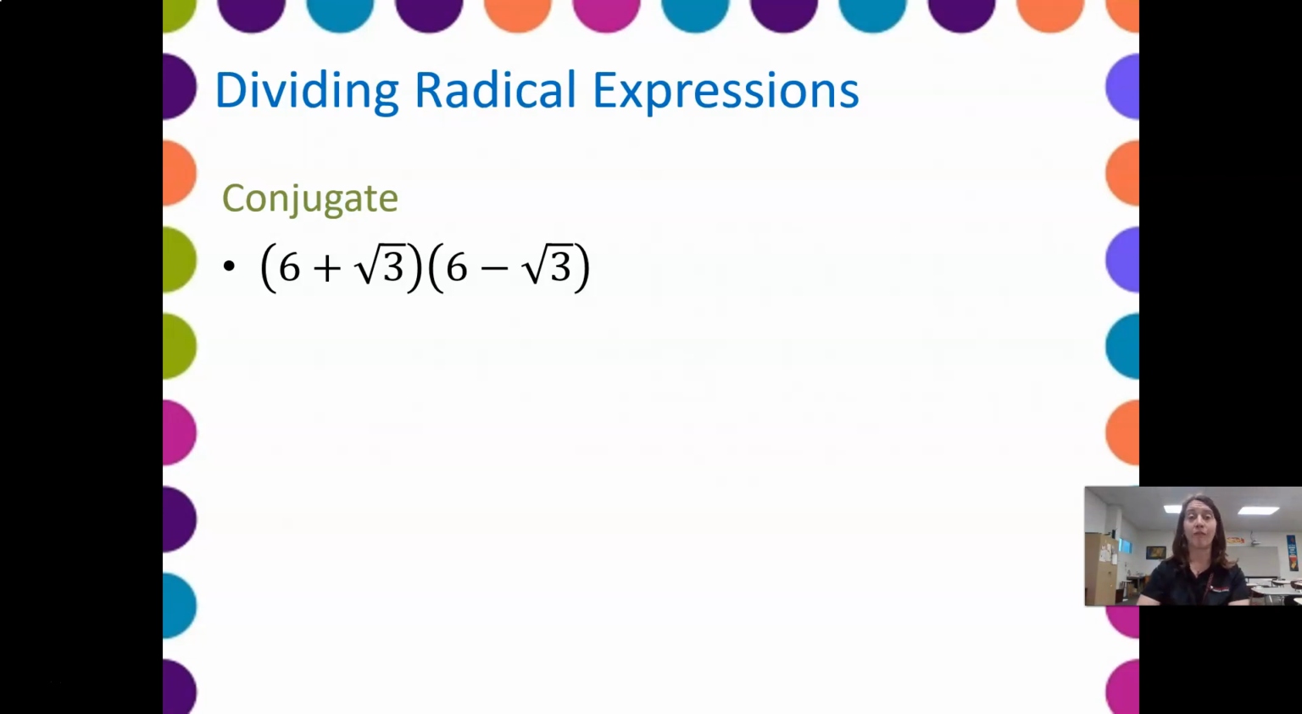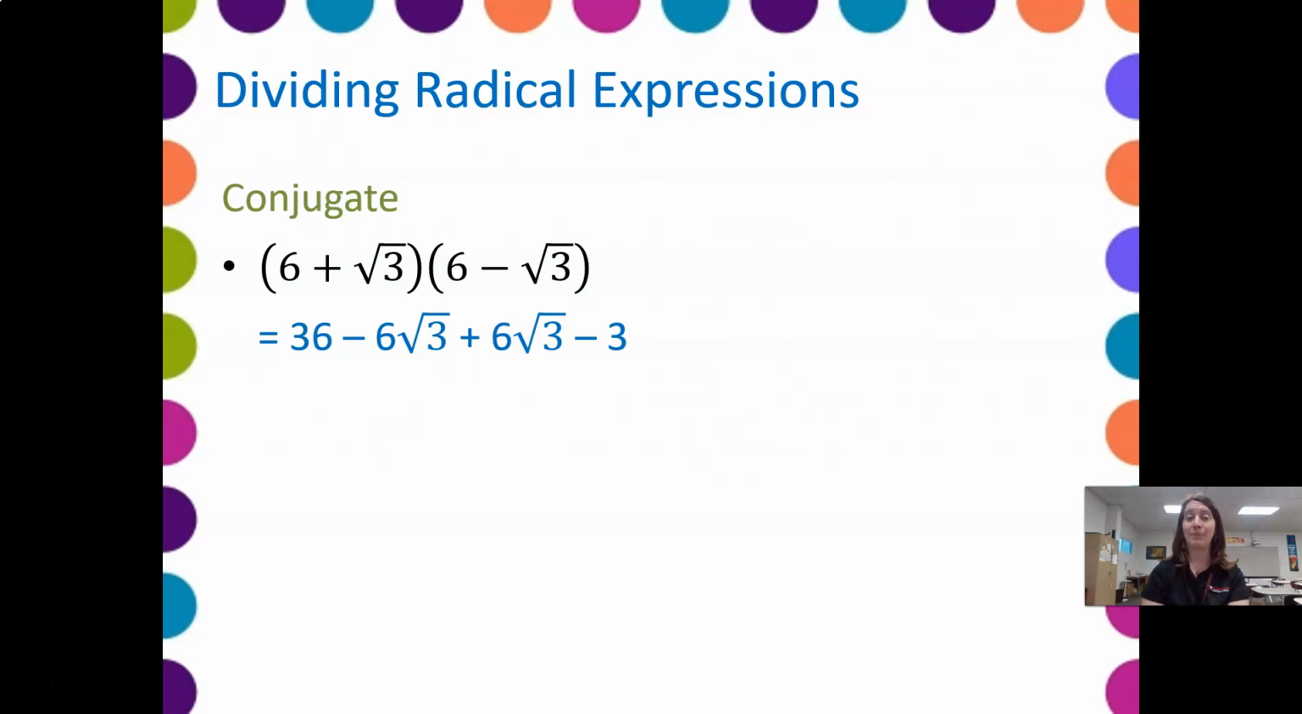Well, how have we learned to multiply a binomial times a binomial? We FOIL. So the first terms, 6 times 6 gave me 36. The outside terms, I have 6 times negative square root 3. Well, a positive times a negative was negative, so I have minus, and 6 and square root 3 can't be multiplied together because one of them is in a square root and one of them is not. So I just have minus 6 square root 3. When I go to the inside terms, we have positive square root 3 times 6. Once again, those can't be multiplied together because one is a square root and one is not.